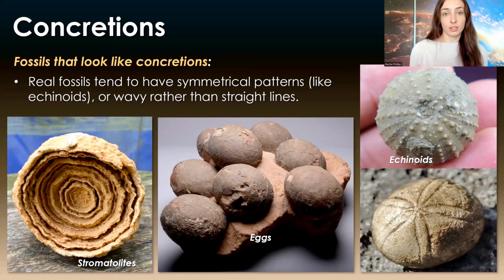These are preserved microbial mats, preserved layers of microbes on top of each other, and because they're microbial colonies, they tend to be very wavy. They tend to have this bumpy surface type morphology. So that's a giveaway for stromatolites.